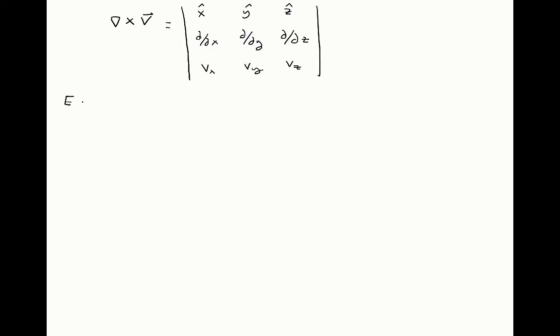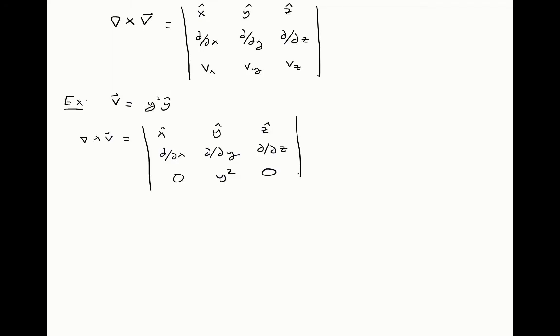So let's go back and look at the same fields we did before. So the first field we looked at for divergence was y squared y hat. So if we calculate the curl of that, okay, let's go ahead and write that out. So the x hat is d dy of 0, that's 0. d dz of y squared is also 0, minus y hat. Alright, d dx is 0, d dz is 0, plus z hat. d dx of y squared is 0, d dy is 0, 0. Alright, so this one is 0, and we've already drawn this function.